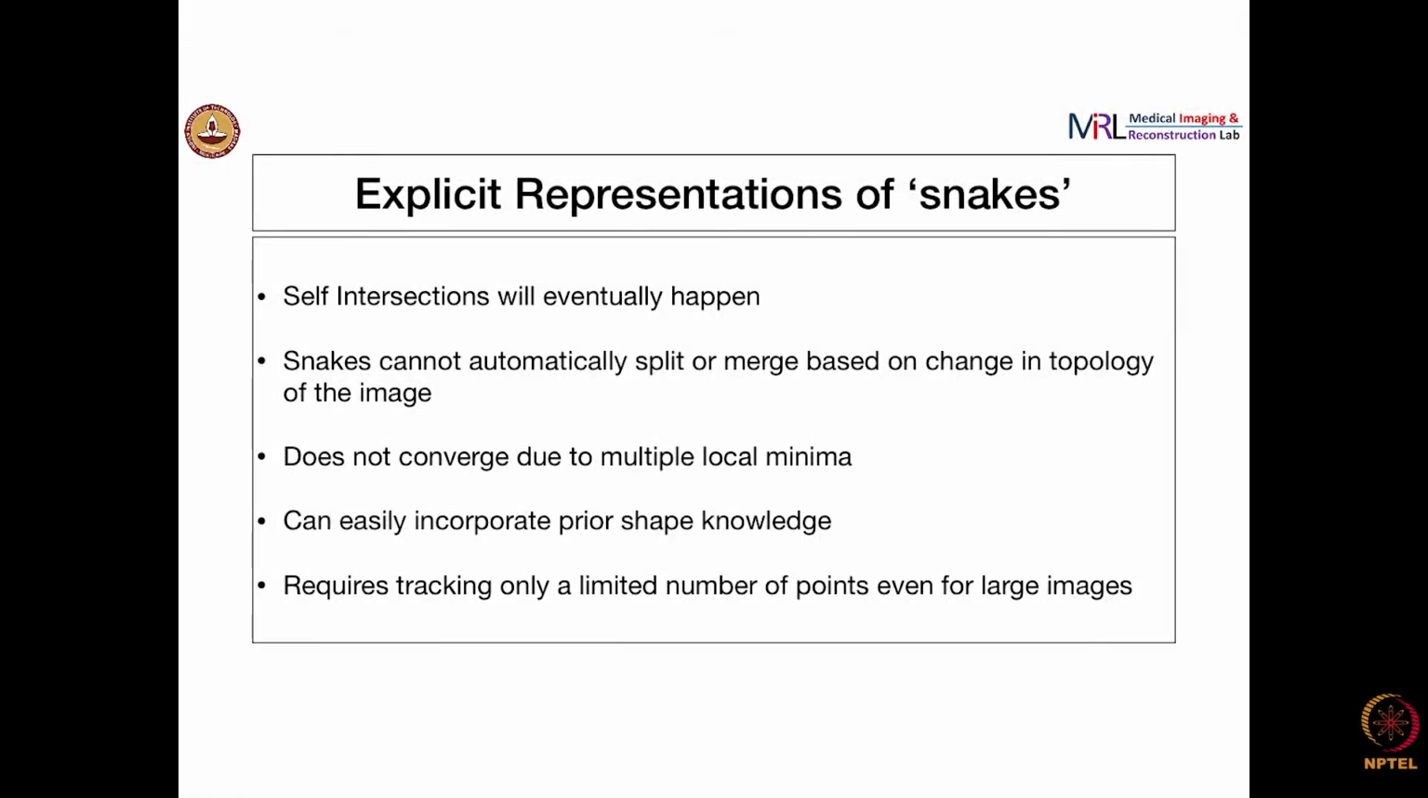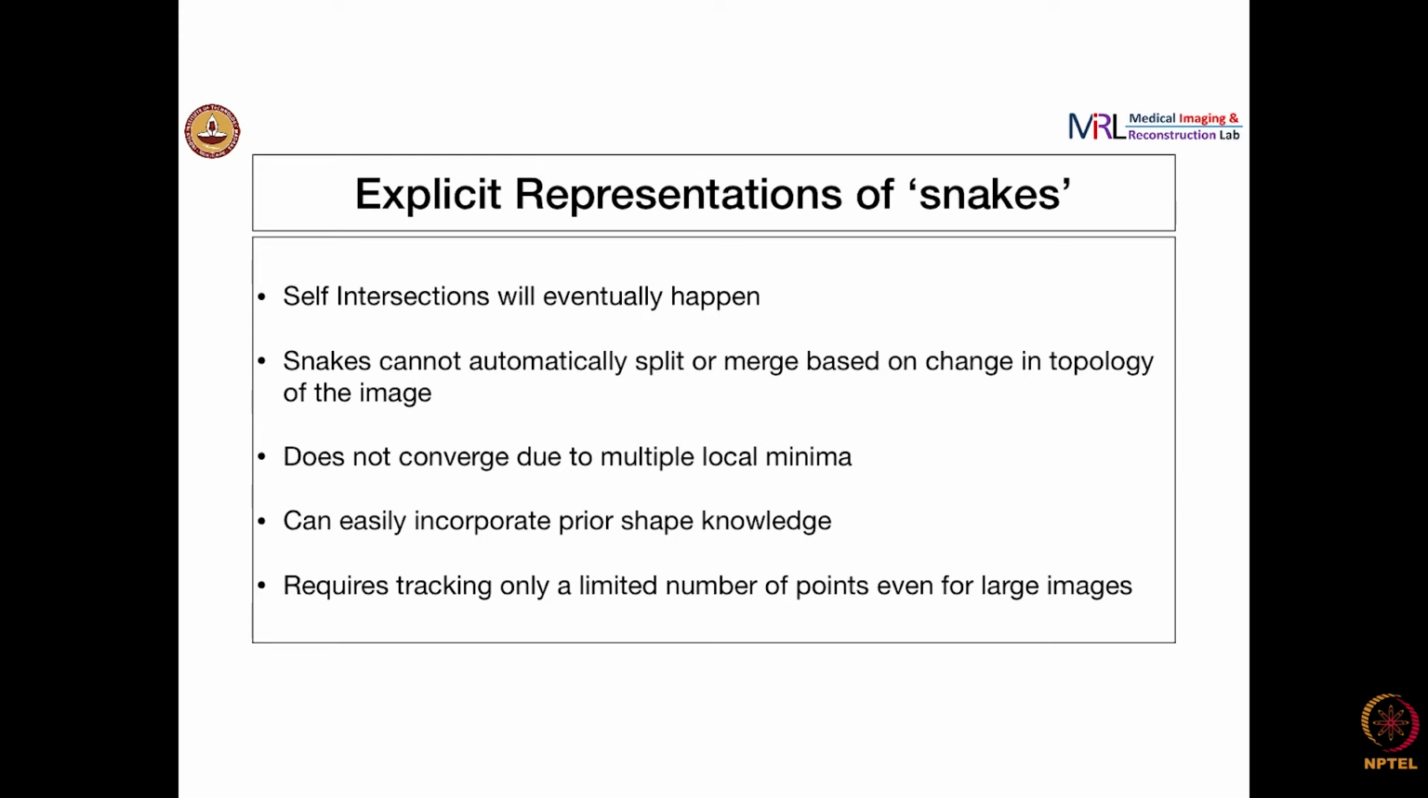Okay, so what is the problem with the snakes algorithms that we saw earlier? Self intersections will eventually happen. Also, when we initialize the contour, it doesn't automatically split into different parts if there are multiple objects in the image, right? So a priori, if you have 5, 6 objects in the image that you want to segment, then we need to initialize 5 or 6 independent contours. So automatically splitting and merging of contours doesn't happen.